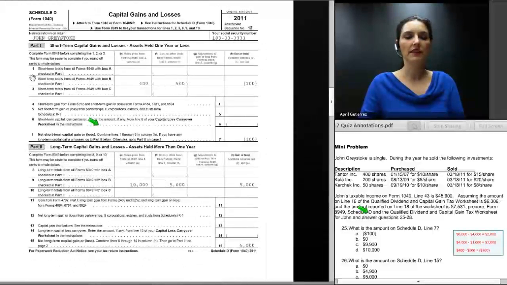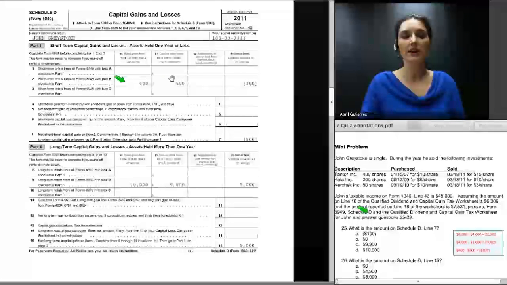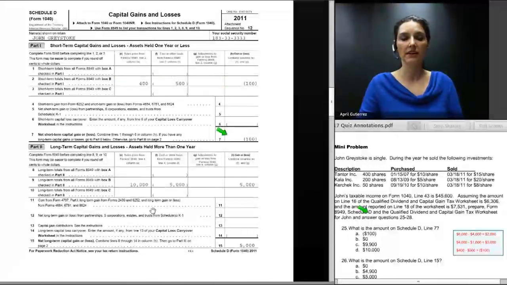Next, we go over to the Schedule D, and in Part 1 of Schedule D, we enter the amounts shown in the short-term transactions with box B checked for Part 1 of 8949, and we enter the totals from line 2 of that form. $400 of sales price, $500 of cost, and a $100 loss. That loss carries to line 7.